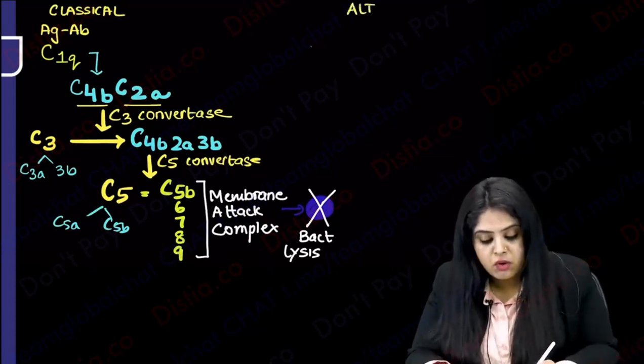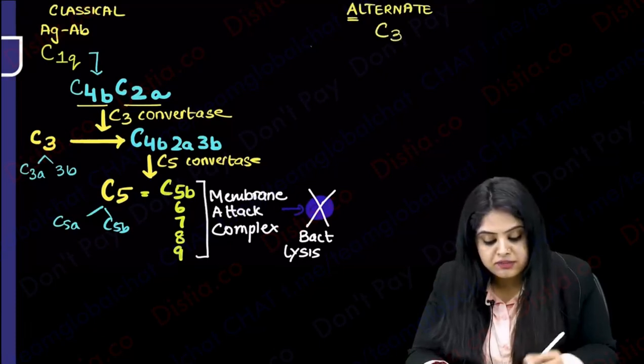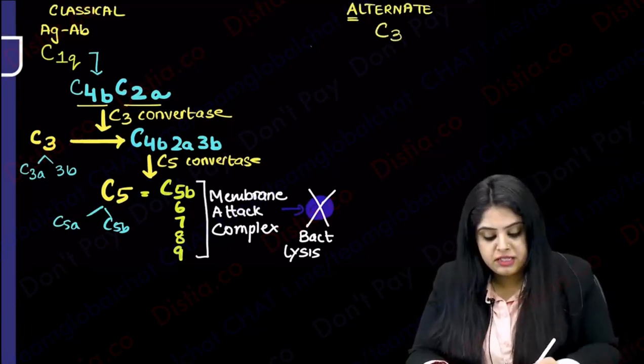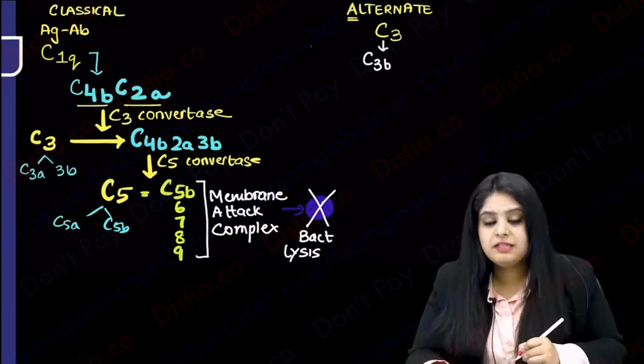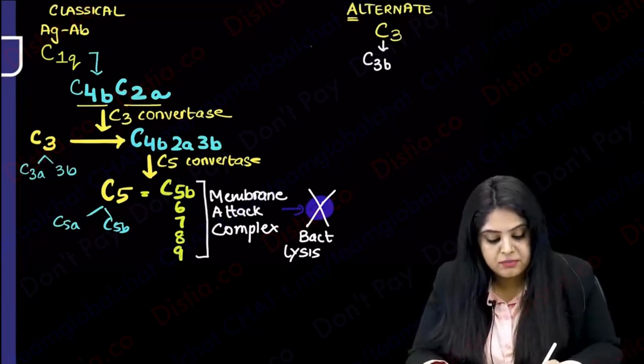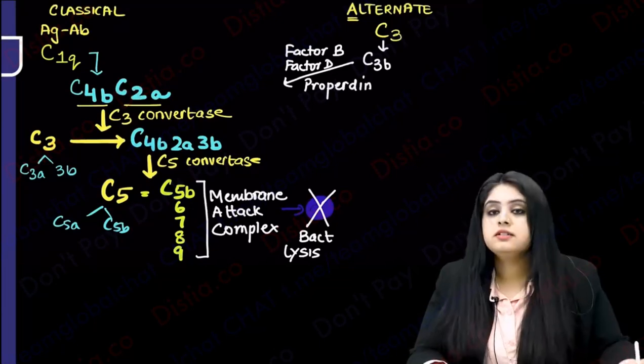When I talk about the alternate pathway, the story starts with which antibody? With IgA, and it is going to start with C3. So please remember, C3 is going to be broken into 3A and 3B as always. Every molecule is A and B. So this 3B is then going to combine with something known as factor B. Please listen to this very carefully. Factor B, factor D, and properdin. There is involvement of factor B, factor D, and properdin.